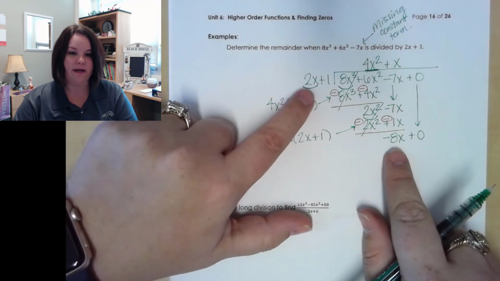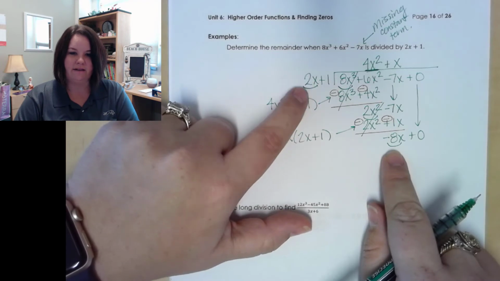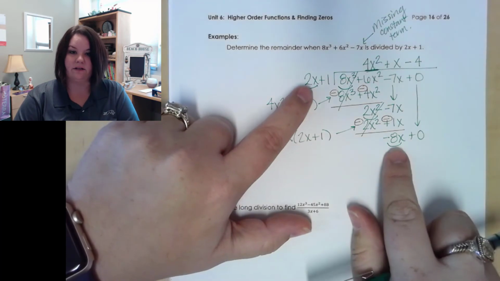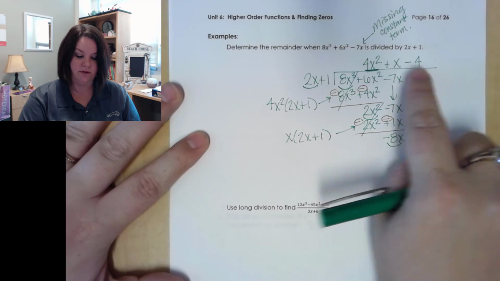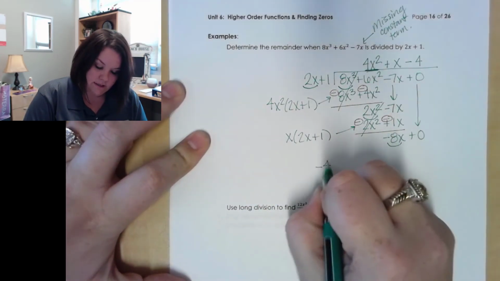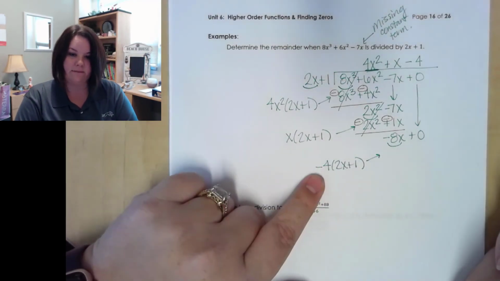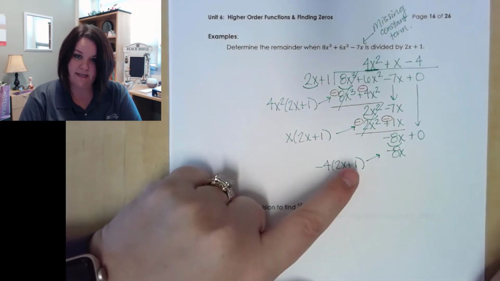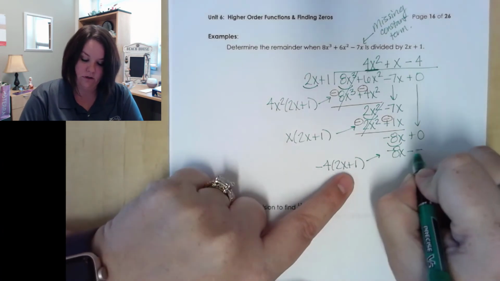What do I have to multiply 2x by to make it look like negative 8x? Well, to go from 2 to negative 8, I need to multiply by a negative 4. And then I already have an x, so I don't need to multiply by x. It's just negative 4. So I'm going to take that negative 4, distribute it to my divisor, and write it below. So negative 4 times 2x plus 1, write it below. Negative 4 times 2x gives me negative 8x. Negative 4 times positive 1 gives me a negative 4, right?